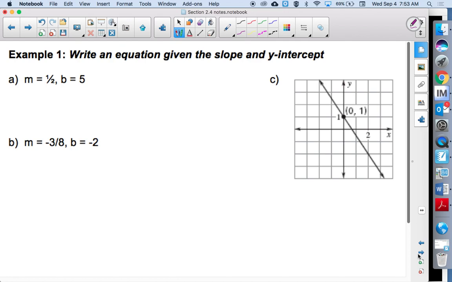If you're given the slope and the y-intercept, this should be pretty straightforward. You're not doing any work for these problems. So we have the slope is 1/2, the y-intercept is 5. All we need to do is plug the information into y equals mx plus b. That's it.